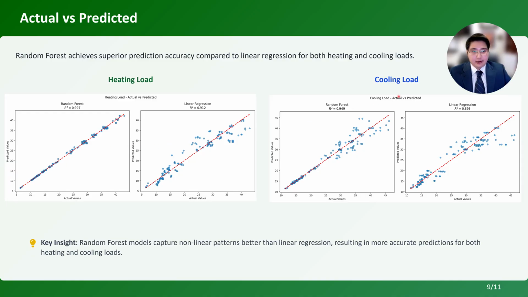Now, we have a similar case for the cooling load, where random forest performs better than the linear regression. So we can see that random forest actually captures nonlinear patterns, which is better than linear regression, resulting in a more accurate prediction for both heating and cooling loads.